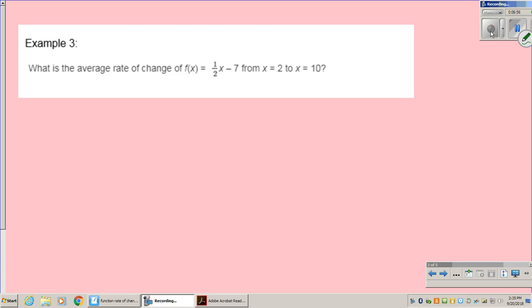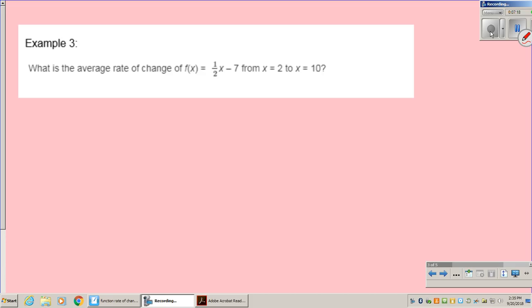Okay, in the third example, we're going to look at a function as an equation. So notice we are given the function f of x equals 1/2 x minus 7. Remember, your x is your input, and when we substitute the number in for x, we get an output. That's going to give us an ordered pair.